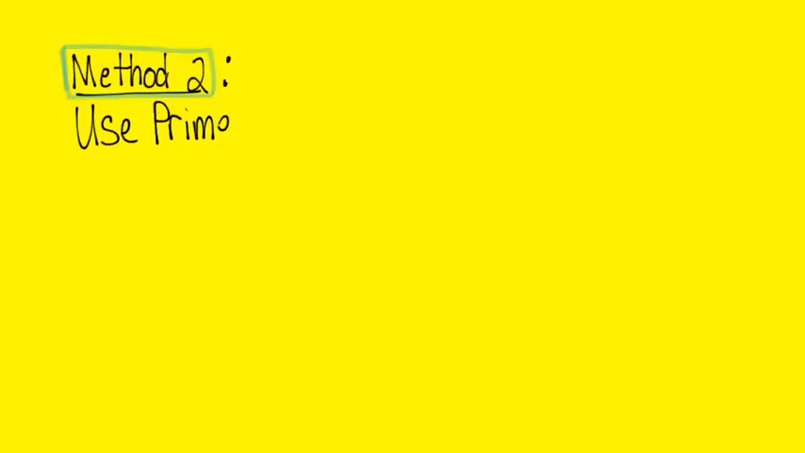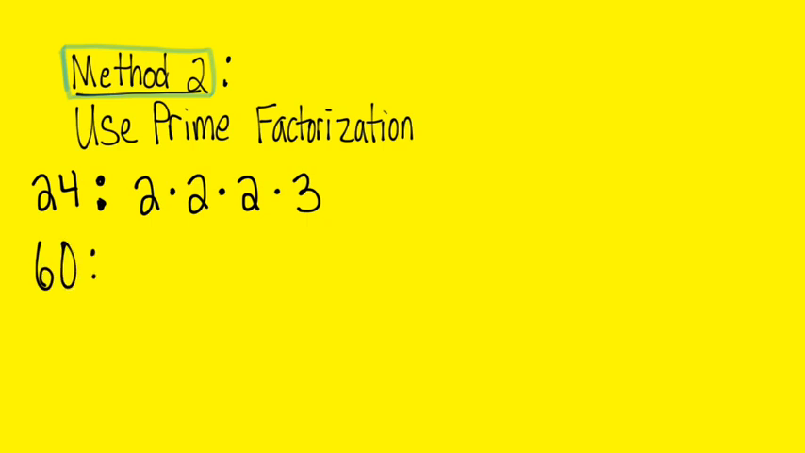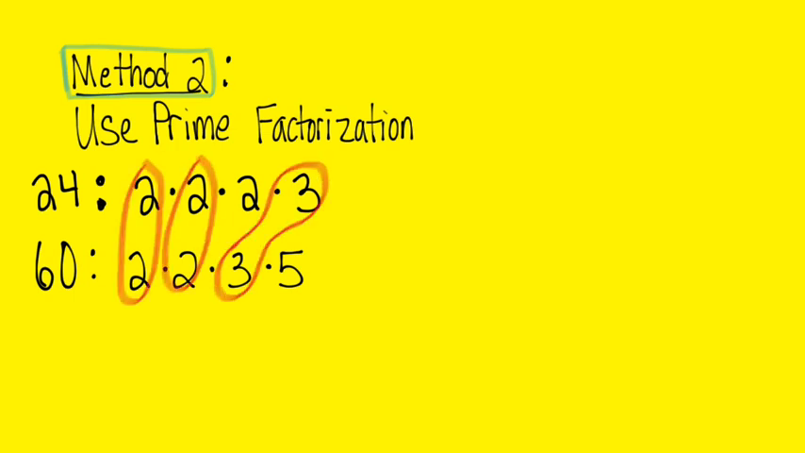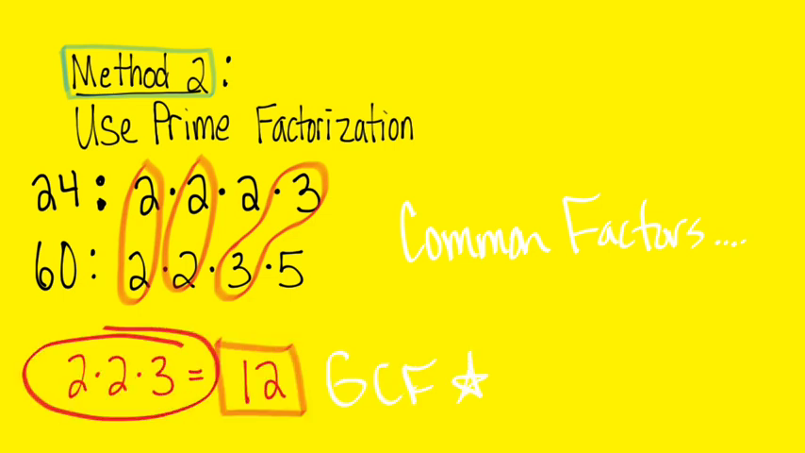The second method would be to use prime factorization, right? If I do the prime factorization of 24, I know I'm going to end up with 2 to the third power times 3. And with 60, I'm going to end up with 2 to the second power times 3 times 5. So what they have in common are 2s and 3s, right? So our greatest common factor would be the multiplication of these: 2 times 2 times 3, which is 12, which we know is our greatest common factor.